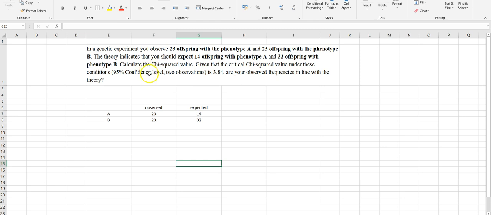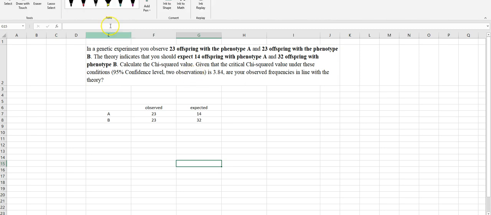With some particular theory, we don't know exactly what theory this is, but from the theory we would expect 14 with phenotype A and 32 with phenotype B. So we now want to check whether our observed data are actually in line with the expected data. To do so, we can calculate the chi-square value.